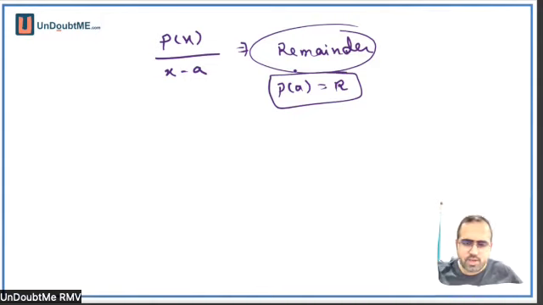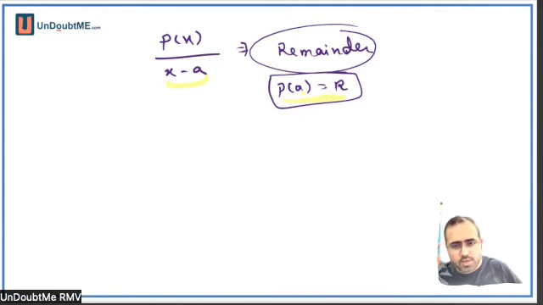Now just try to recall the factor theorem. If x minus a is a factor, then p of a is equal to 0. So it's the same thing. If something is a factor, then there will be no remainder. And if it is not a factor, then we will get some non-zero remainder.